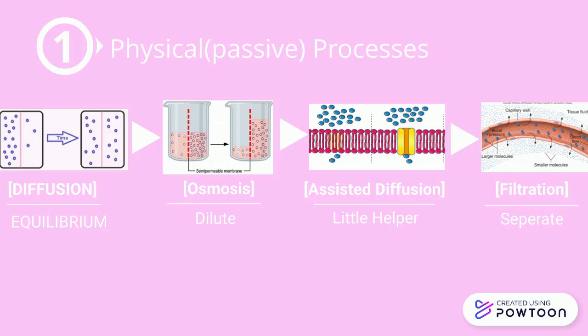Then we have assisted diffusion. Assisted diffusion is literally a helper, a little helper. They help the particles move easier through the membrane. And then we have filtration. Filtration is a process that separates either solids or larger particles from smaller particles in our body.